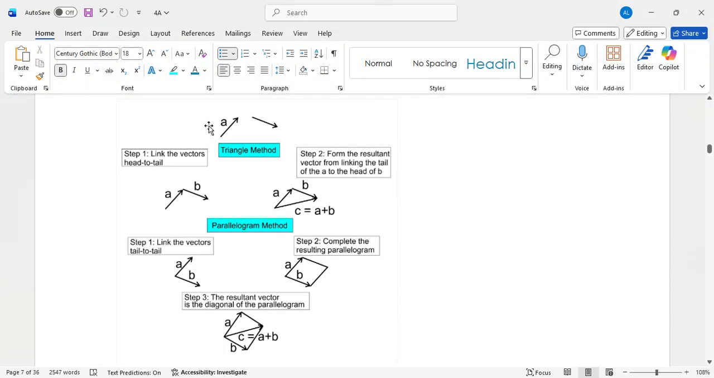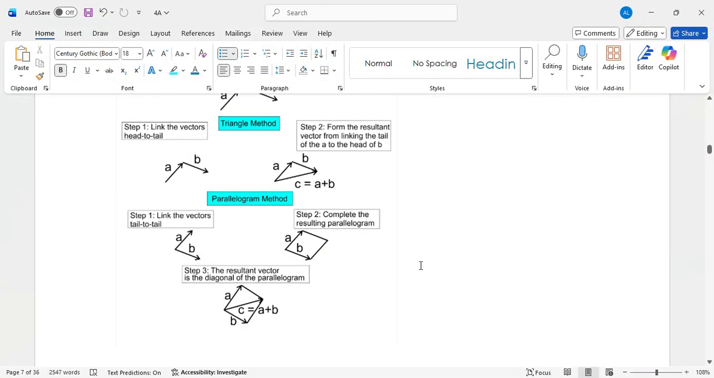So this is the triangle method. Step 1, link the vectors head to tail. Step 2, form the resultant vector by linking the tail of A to the head of B. As you can see, this is A, that is B, and this resultant vector is C. So C equals A plus B.